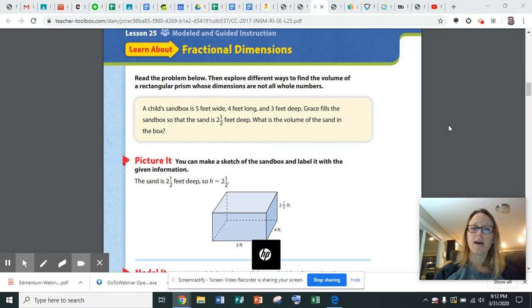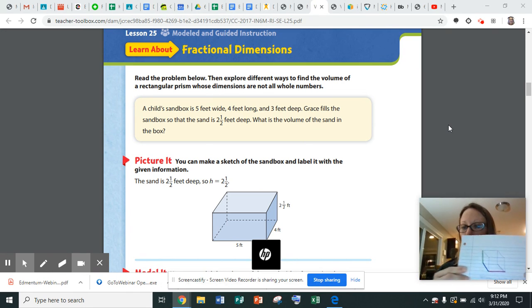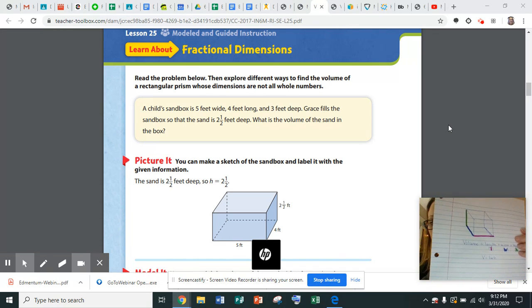I know that this week in math we're working on volume, and so I made this cool little tool to help you. It's a little like an anchor chart, I guess you could say. I drew the cube. I didn't draw the individual little boxes, but to find the volume of a cube.